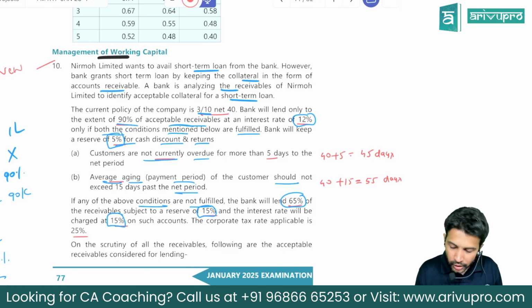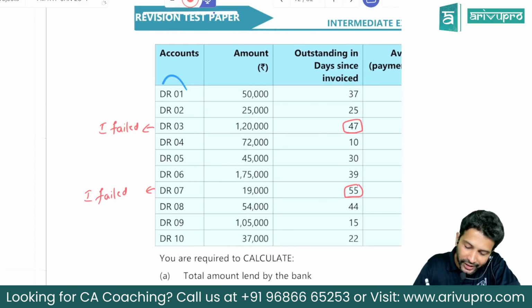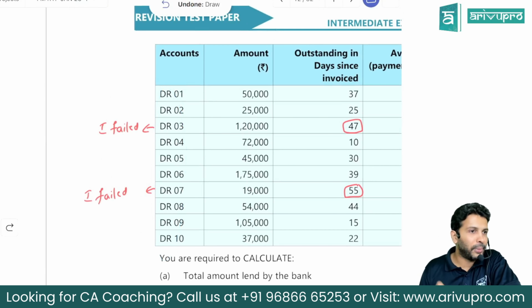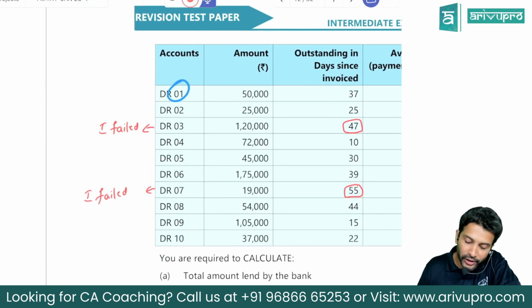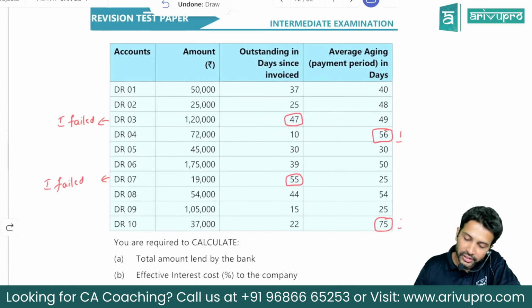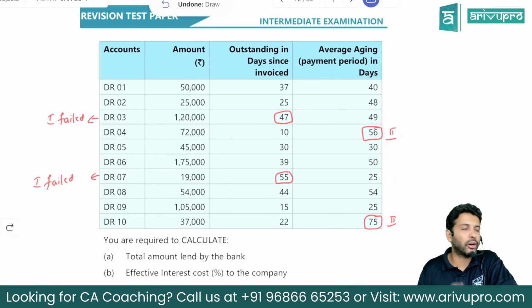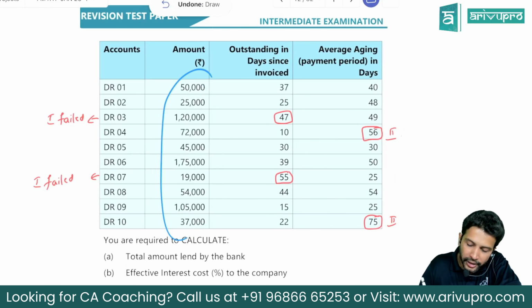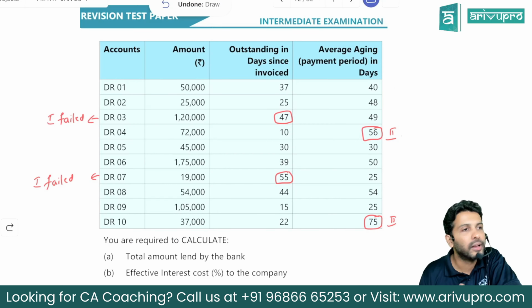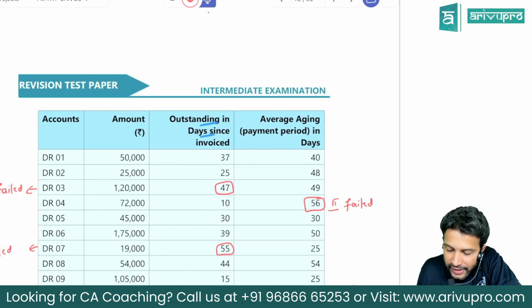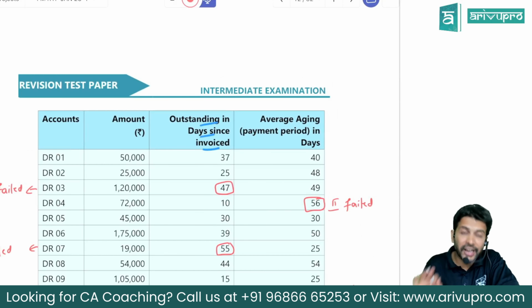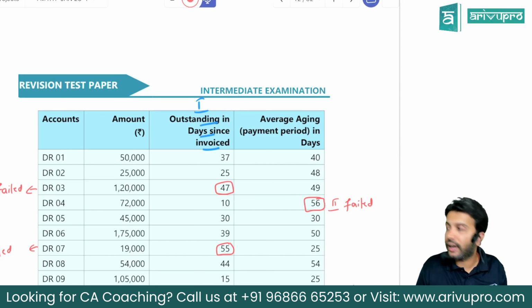Fine. The corporate tax applicable is 25%. On scrutiny of all the receivables, the following are acceptable receivables considered for lending. So they have given you the debtors' breakup, the company's debtors' breakup, debtor number 1 to debtor number 10. This is the amount of debtors outstanding. We have sold the goods and we have to recover this much amount from 10 debtors. Now check the third column. They give outstanding in days. Average outstanding or outstanding? Outstanding in days. That means which condition should get triggered here? First condition.